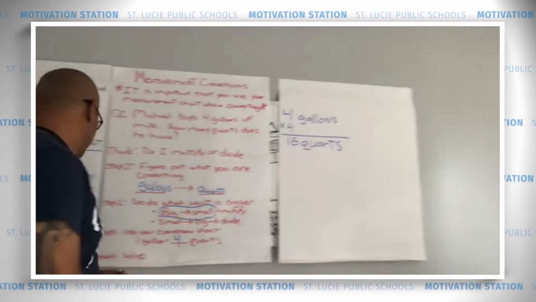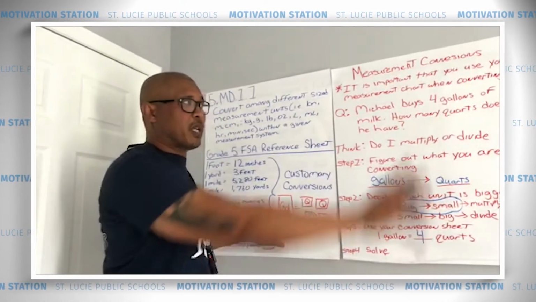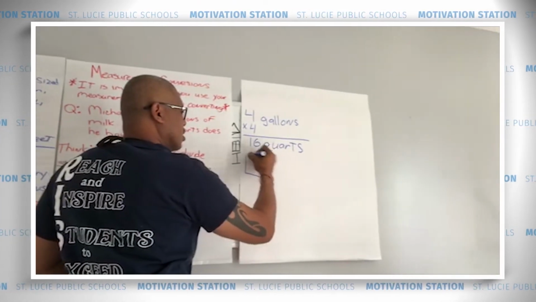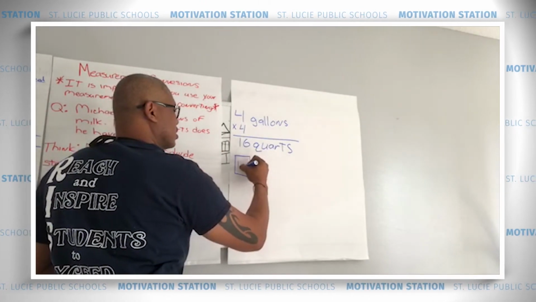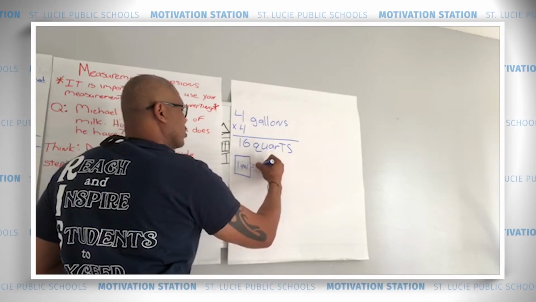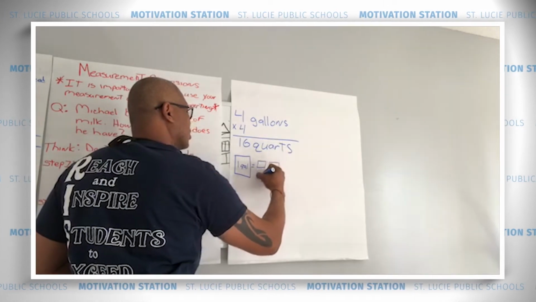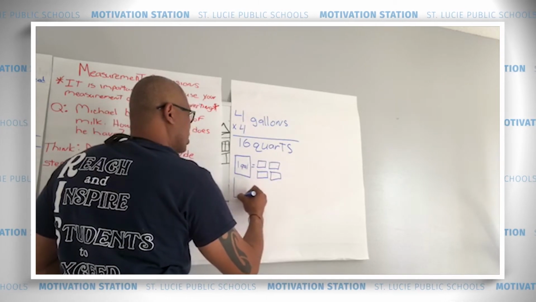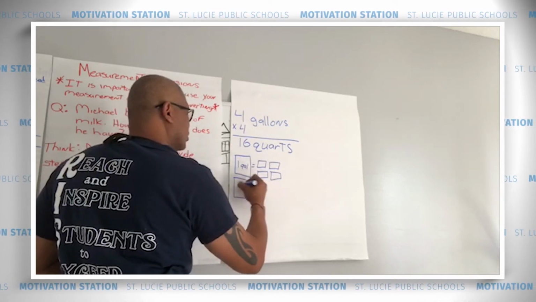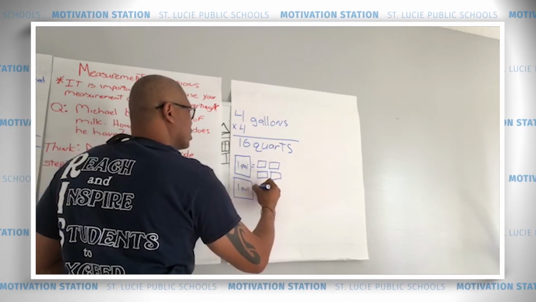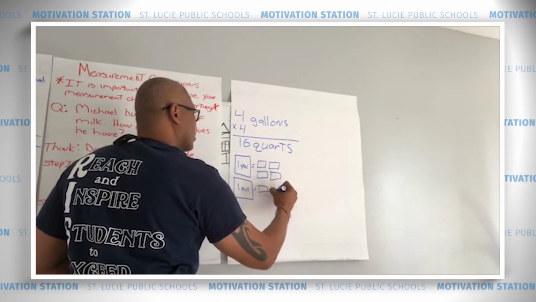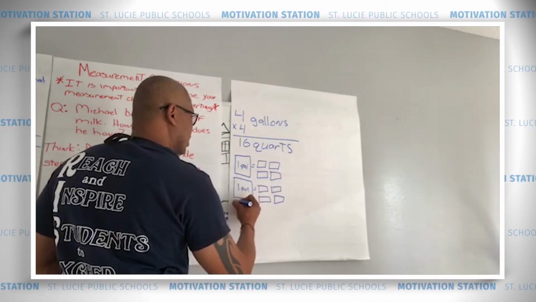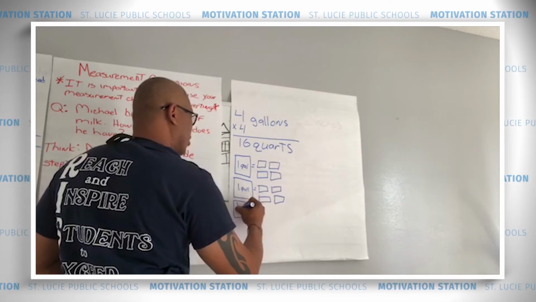Now, again, I'm going to use my illustration. I'm going to draw this out. Here's 1 gallon, and that equals 4 quarts. Here's another gallon, because remember he bought 4 gallons. That equals 4 quarts. He bought another, here's my 3rd gallon, because he bought 4 of them.